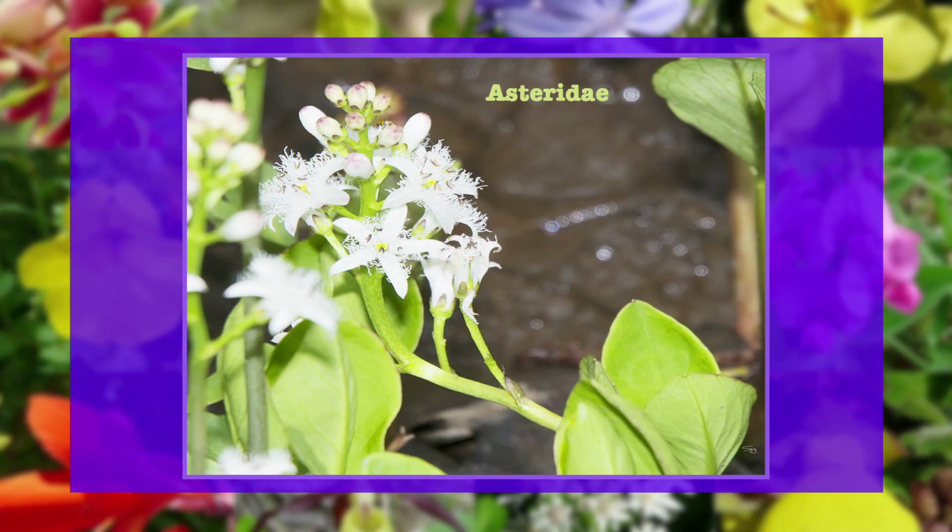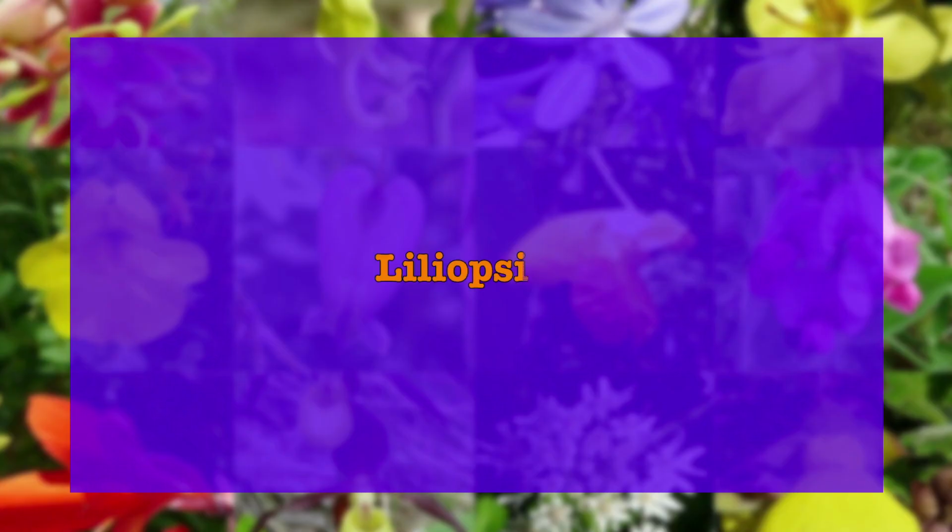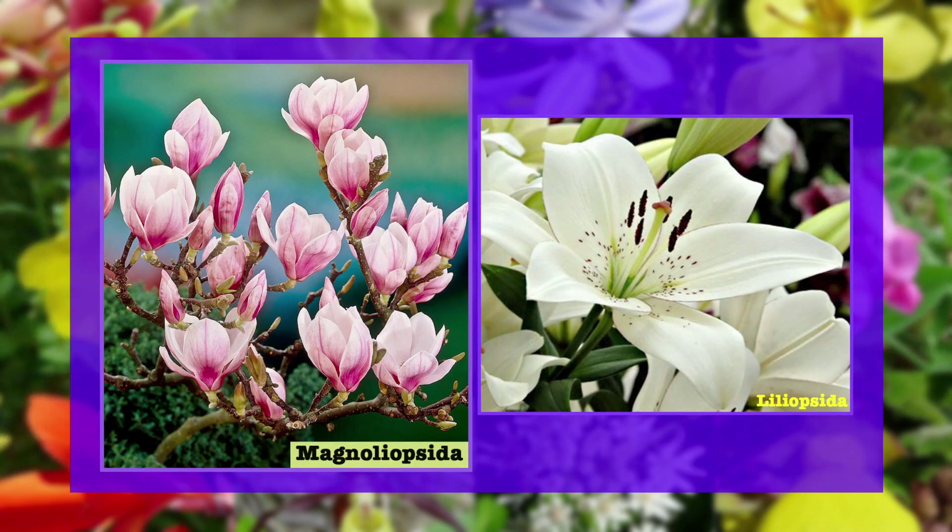The Asteridae consist of the higher sympatalous families, which are mostly derived from the Rosidae. Liliopsida. The two classes, Magnoliopsida and Liliopsida under Magnoliophyta, have diverged early in the evolutionary history of the group, and hence they are fairly distinct, and in terms of flowering plant identification, they represent the first level of recognition.